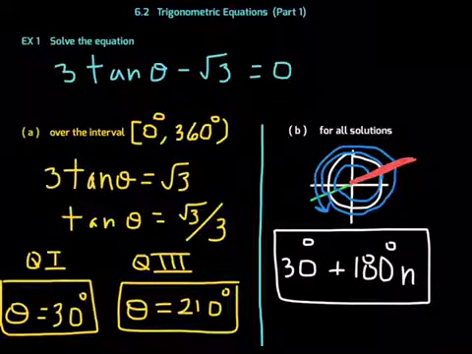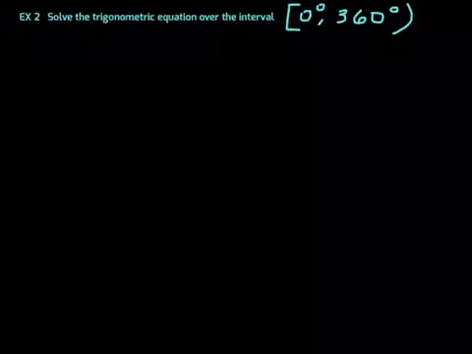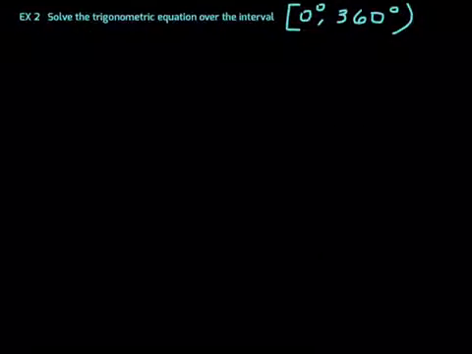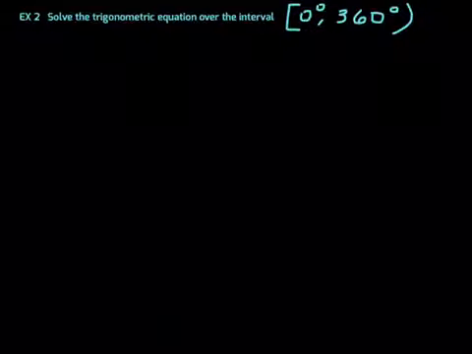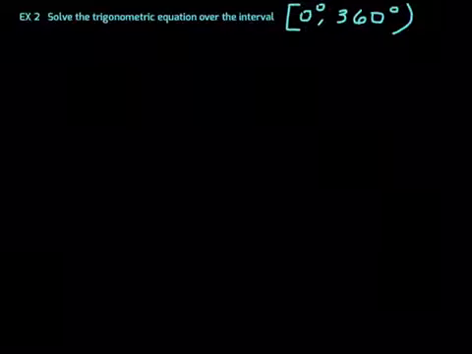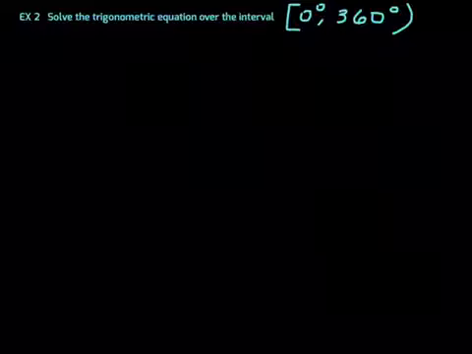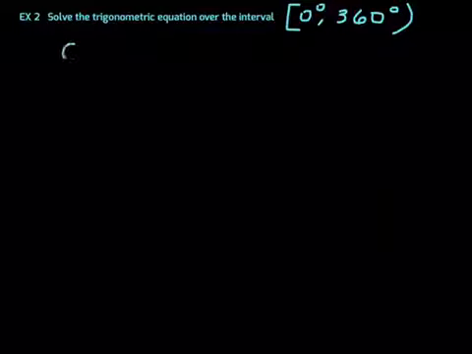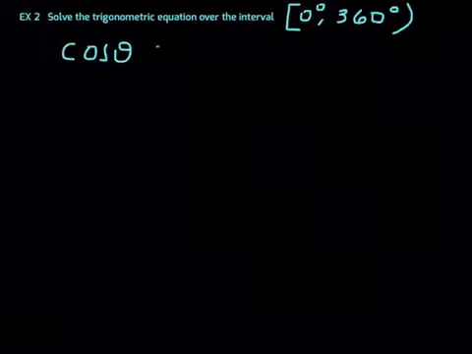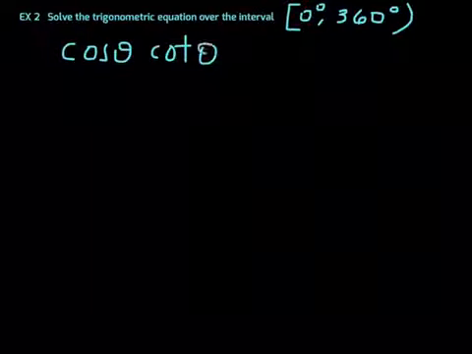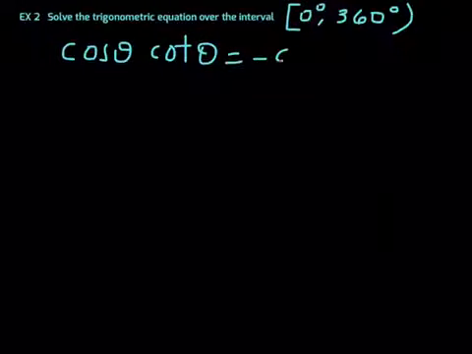Let's try another one. In example 2, we're going to solve a brand new equation, but this time there's not two parts to it. It's just solve this equation over the interval 0 degrees to 360 degrees. So we don't have to worry about solving for all solutions in this next example. All right, so they're giving us cosine of theta times cotangent of theta is equal to negative cosine of theta. Okay, so this is our equation.